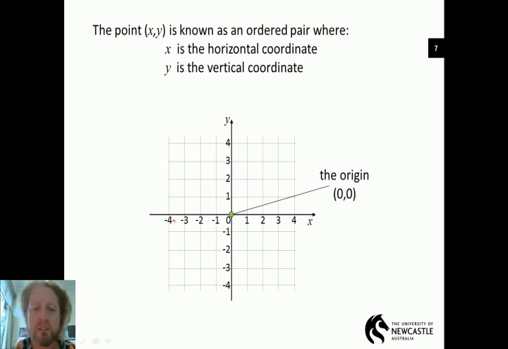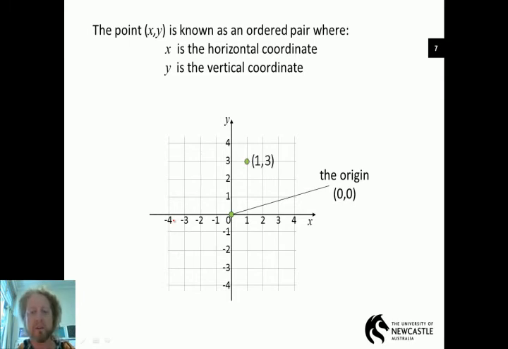So the origin is a special point. It's right in the middle. It's naught along the x-axis. It's naught along the y-axis. In other words, it's like everything starts in the center at the origin. I've moved naught horizontally, I've moved naught vertically. I'm still at what we call the origin.